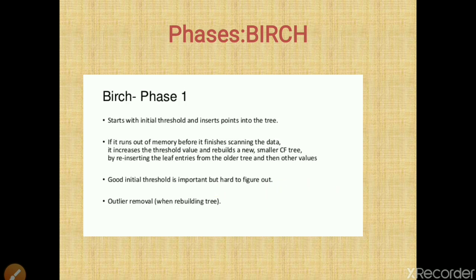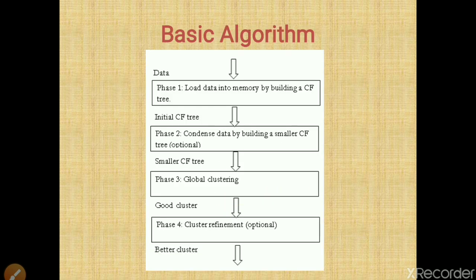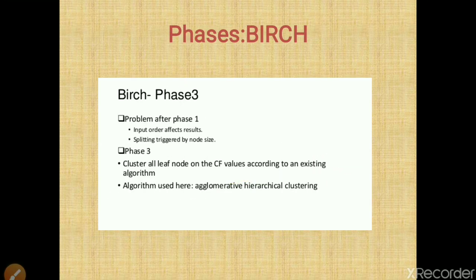what will phase 3 do? Here in phase 3, it is the global clustering step. In global clustering, we cluster all leaf nodes and the CF values according to an existing algorithm. So you can use either the k-means algorithm or an agglomerative hierarchical clustering, any of the existing clustering algorithms. Cluster all the leaf nodes on the CF.